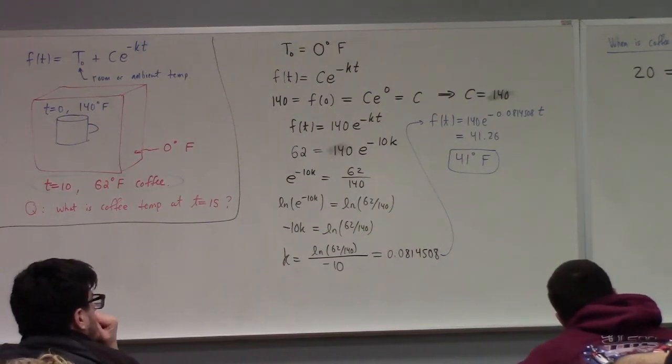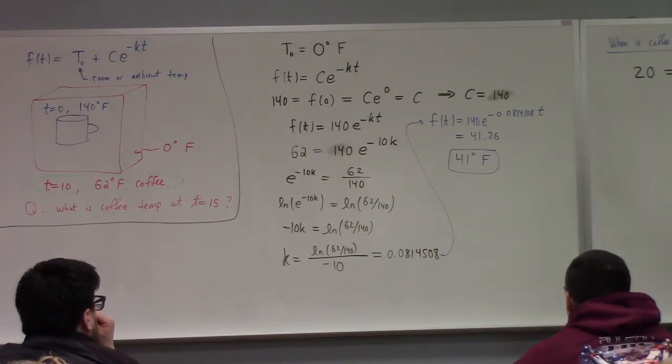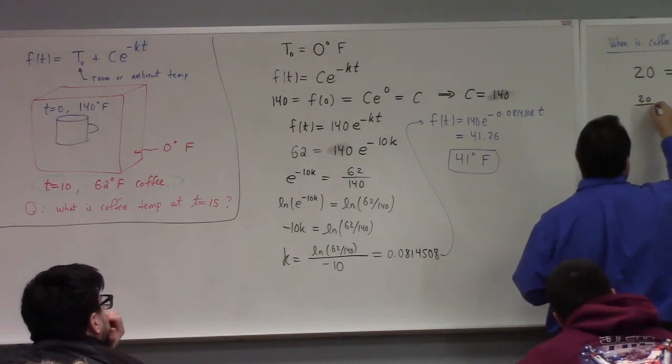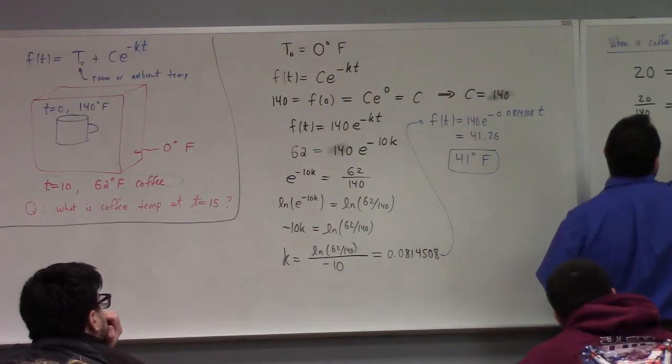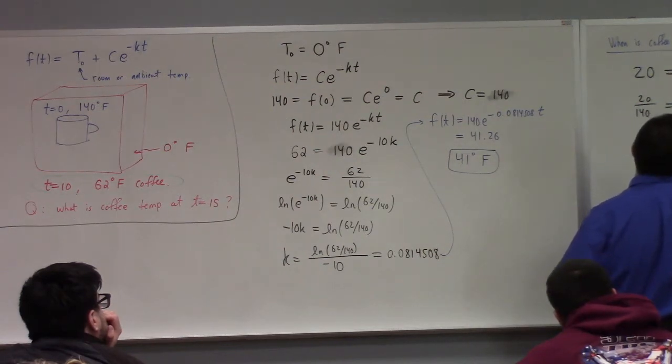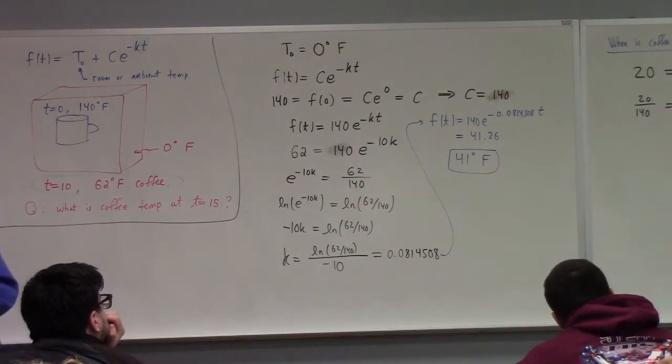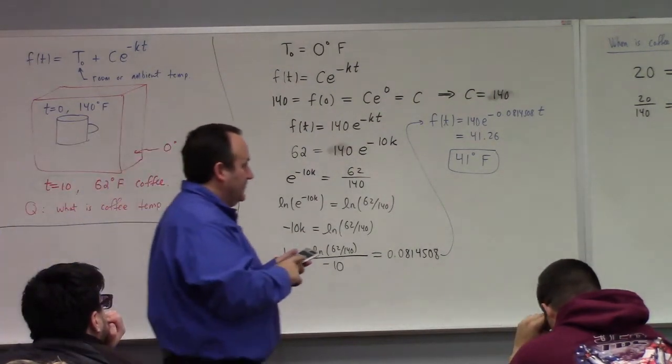Yeah? We know it's going to be a time beyond 15 minutes, right? You could speculate, when do you think it's going to happen? Time 20? Well, I mean, we'll just have to work it out, right? So 20 over 140 equals e to the minus 0.0815t. I'm done with it. Tired of all these decimals. I don't know why I'm keeping so many digits.